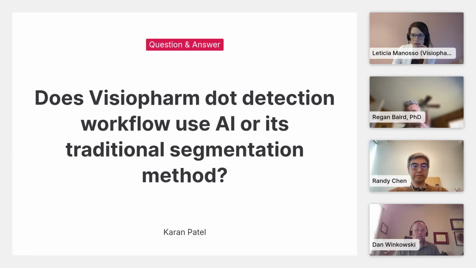Does Visiopharm's dots detection workflow use AI or traditional segmentation methods? It's actually a combination of those two. Where the dots are detected via traditional methods and cellular objects are detected via AI. So we're combining those two methodologies. All right, thank you.